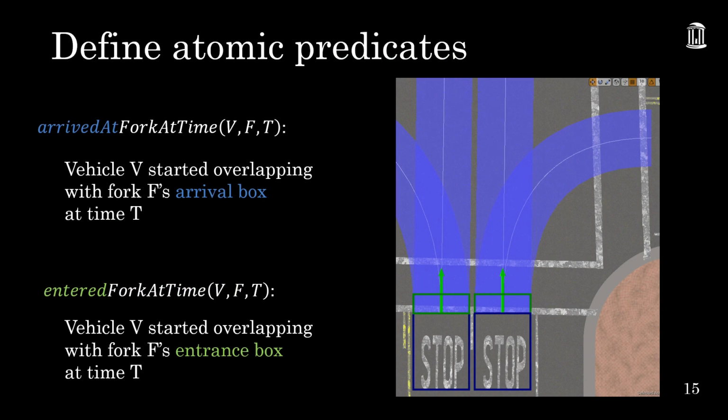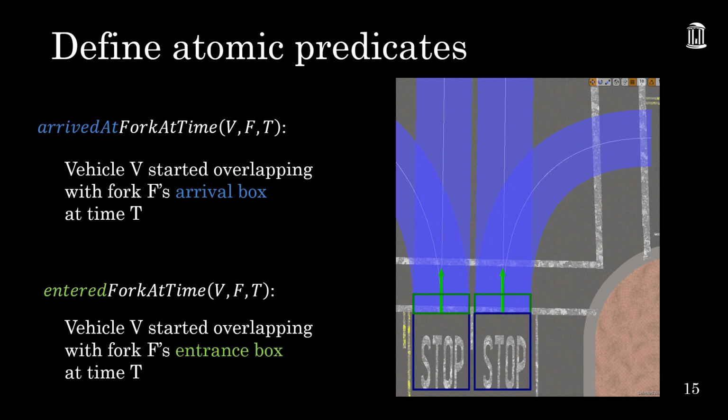Atomic predicates with a time parameter are defined as an event. For example, arrival at a fork is defined in terms of collision between the vehicle's volume with the fork's arrival box. A vehicle's volume could be any 3D mesh, for example a bounding box. Such an event can be efficiently computed using simulators' built-in collision detection.